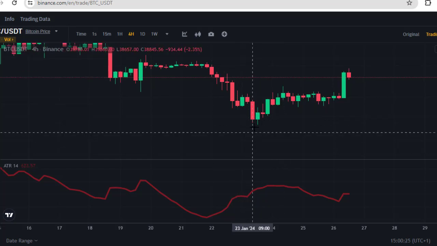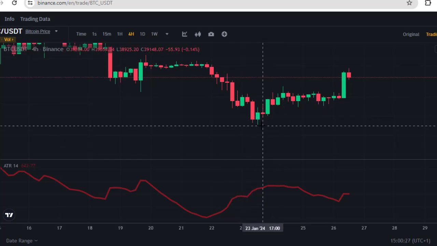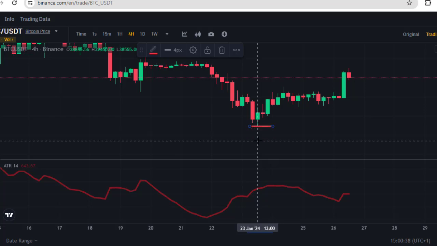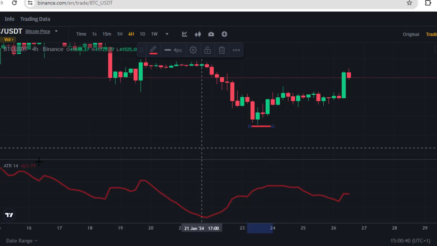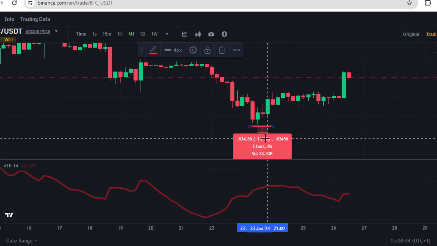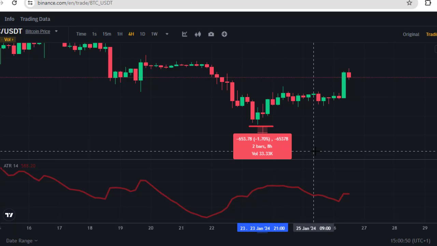So what you have to do is to take into consideration the low of this very candle, which is at this very point, and then from here I will calculate $643 downward so that I will get where I will place my stop loss. So I will use the measure tool for this purpose, and I will measure from here downward to 643.